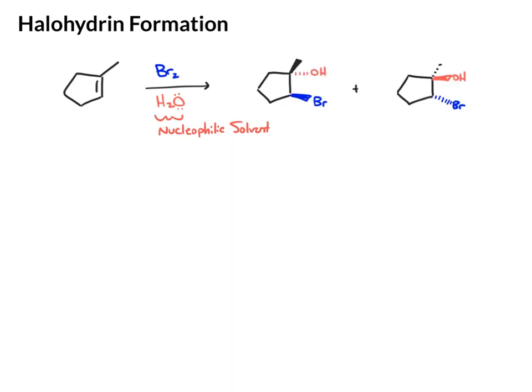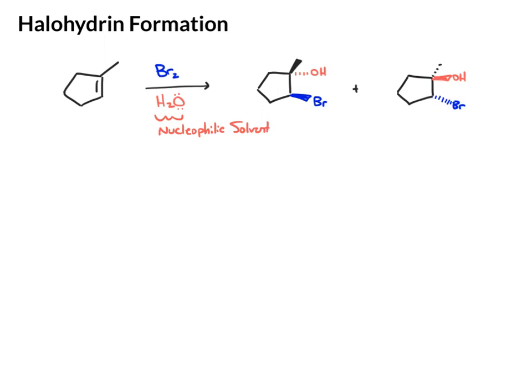And you can see that we've added something across the double bond, but now we've added a Br and an OH, and the OH came from the water. They're still opposite, they're trans, and we end up with the two stereoisomers. So we have one where the bromine is out and the OH is back. We have one where the bromine is back and the OH is out.